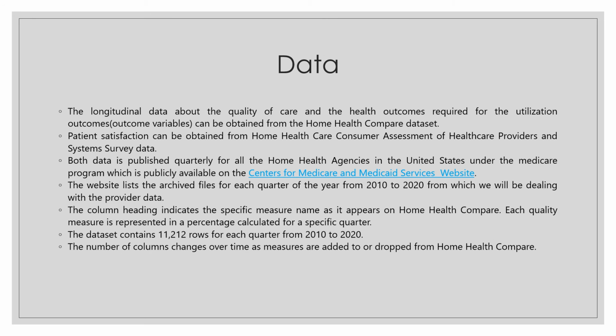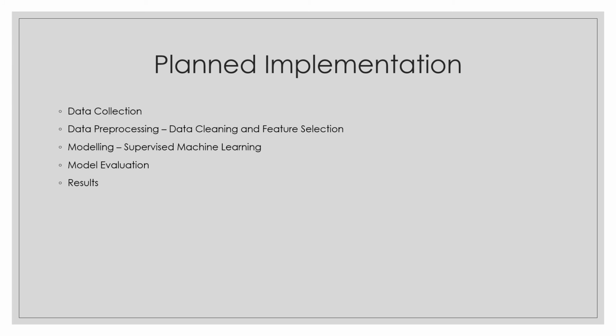The dataset contains around 11,000 rows for each quarter from 2010 to 2020. The number of columns may change over time as measures were added or dropped from the whole home health compare data. Using this data, we need to find the relationship between the characteristics of a home health agency and the utilization outcomes. This is the planned workflow of my project.